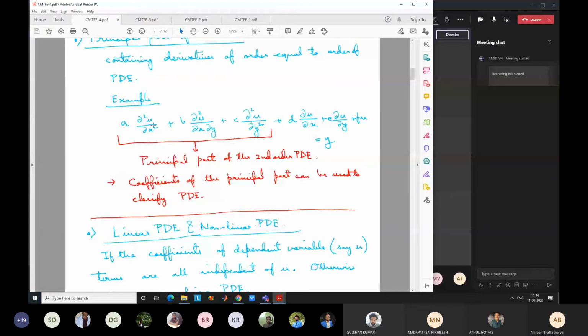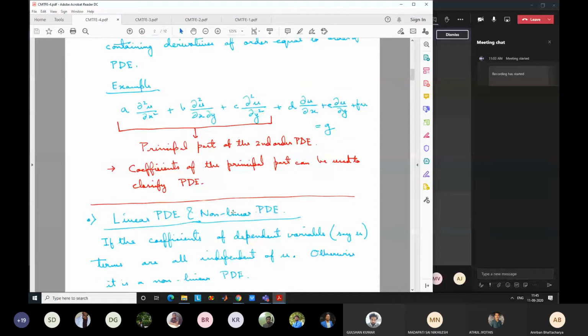Then there can be some first order derivatives, del u del x and del u del y. Then some functions of the dependent variable itself without any derivative, and some other terms which are independent of the dependent function u. So it can be like ax plus by plus c, some sort of this. It need not be constant, it can be a function of x and y, but it does not contain any function of u. Okay. This is a typical generalized form of a second order PDE.